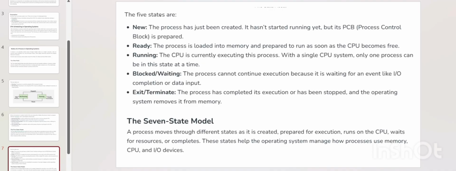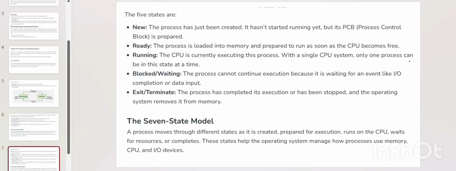Let us explain all these steps. The first step is new. The process has just been created. Whenever we create a process, it's in the new state. It hasn't started running yet, but its PCB, the process control block, is prepared. Now ready: the process is loaded into memory and prepared to run as soon as the CPU becomes free. Now the running state: the CPU is currently executing this process.